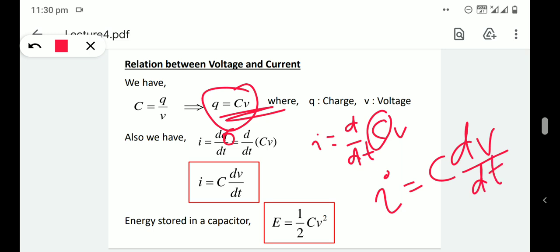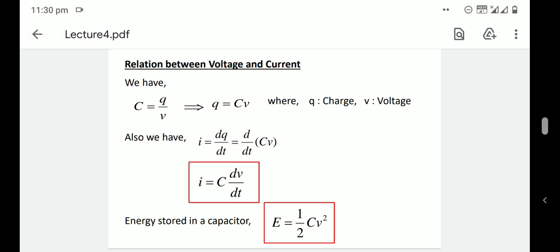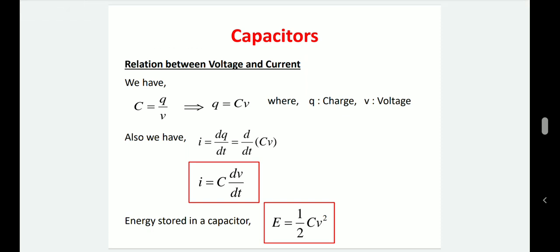That means current is proportional to the derivative of voltage. So for capacitors, the relation between voltage and current is that I is not directly proportional to V; I is proportional to the derivative of voltage. That we need to understand. So I is equal to C into dV by dt. This is the relation between current and voltage for capacitors.